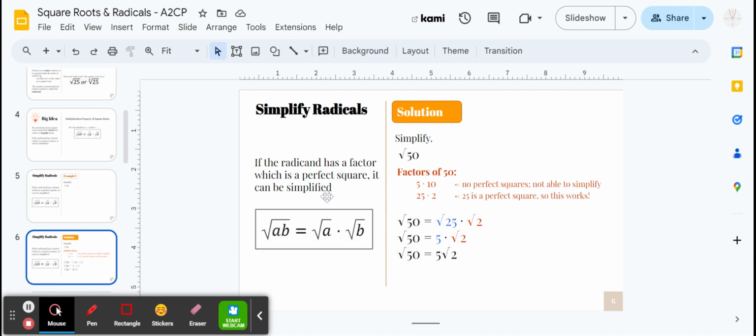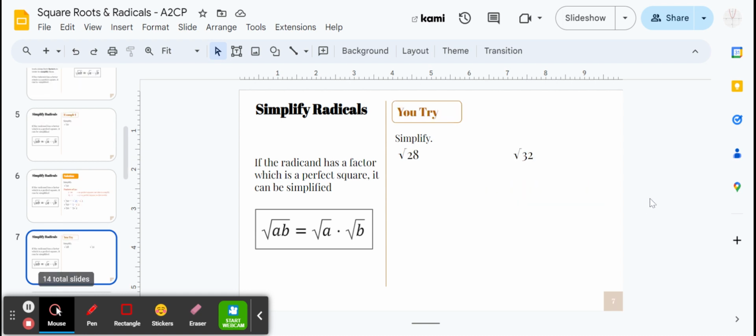Because if you look here, we will see this 50 broken up into 25 times 2, and then it will be square root of 25 times the square root of 2, which works out to 5 root 2.